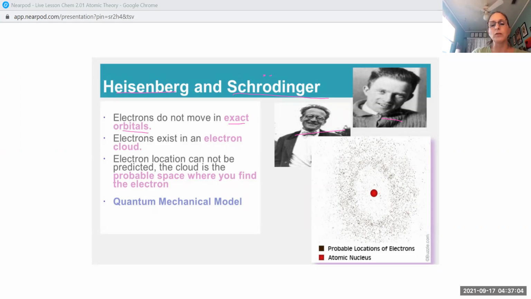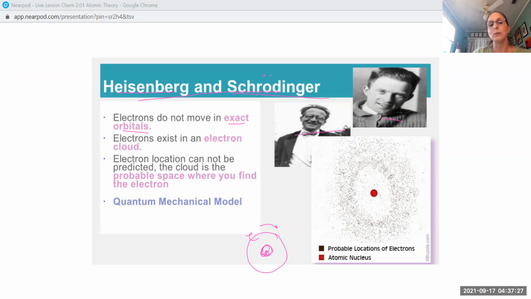So if you remember Bohr's model, I love Bohr's model. It makes so much sense to me, right? You have an electron in an orbital and it's just rotating around like a planet does around the sun. And then we can say that the nucleus is the sun and the electrons are the planets. But Heisenberg and Schrodinger found that that is not the case. You can't find the electron.